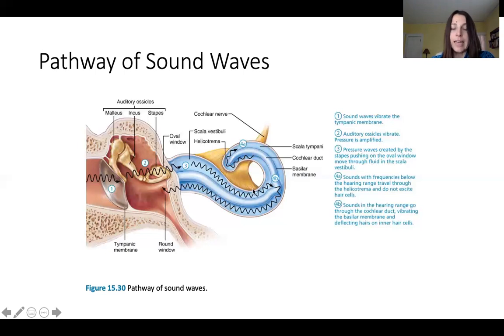But if it is not within hearing range, it will go this way, and then it won't go through and excite any hair cells. So by going down this way, we're going into the tube, and we're getting into the basilar membrane where the hairs are existing, and they're going to cause a vibration. So let's look at that.